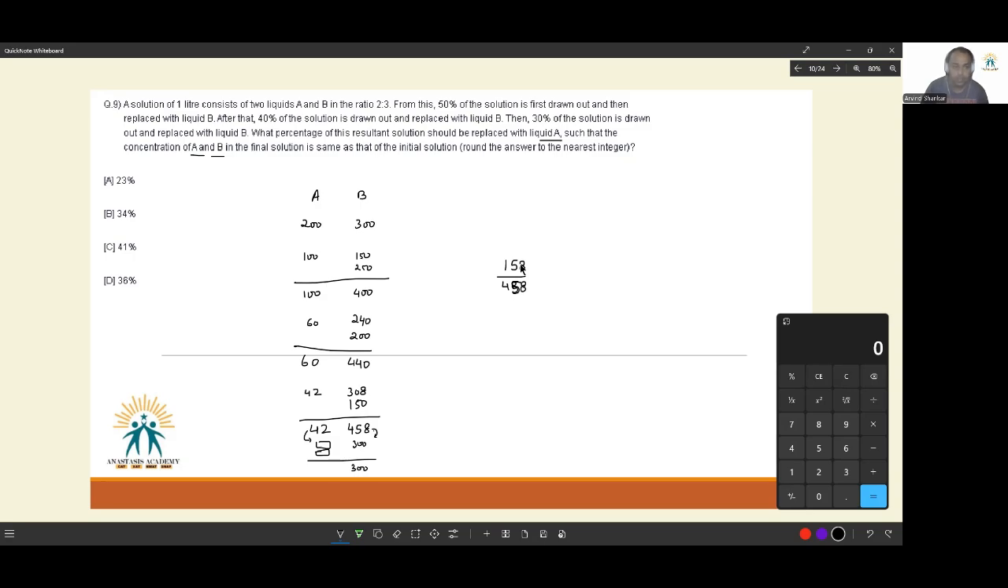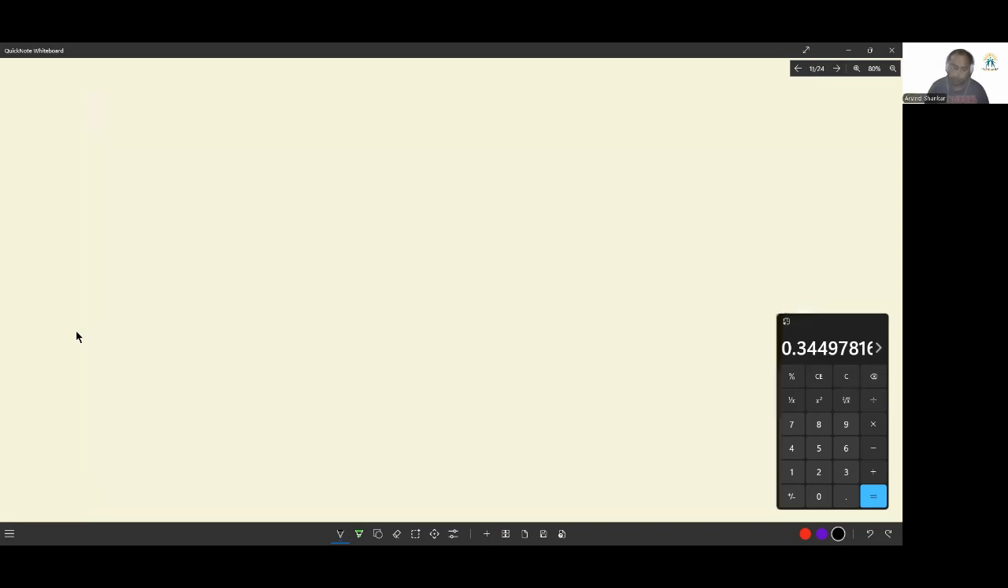158 by 458, this should be very close to 1/3. So 34% or 36%, one of these will be the answer. 158 divided by 458 will give us the precise answer, which is 34.49. This is 34.49%. So answer will be option B, 34%.